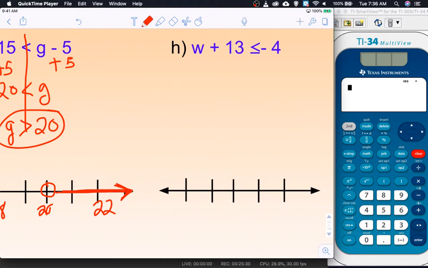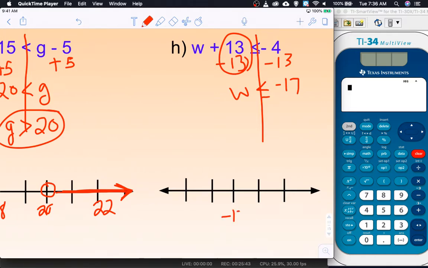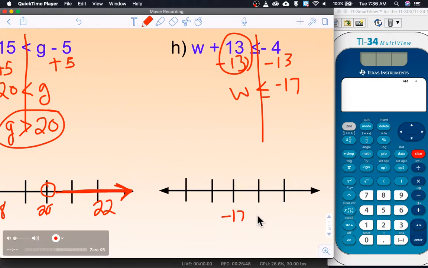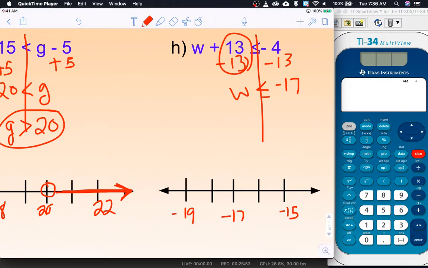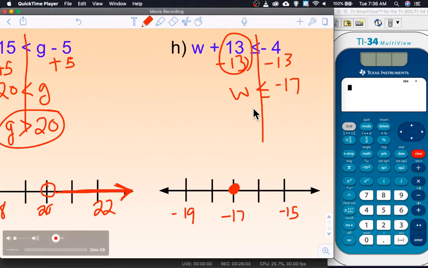Okay, letter H, let's see, minus 13 on both sides. This cancels out. W is less than or equal to negative 17. And that's done. So negative 17, I stopped myself to make sure I'm doing my number line right. Negative 16, negative 15. And then that would be negative 19. I need a solid dot at negative 17. And I'm shading to the left because this is a less than, to the left.